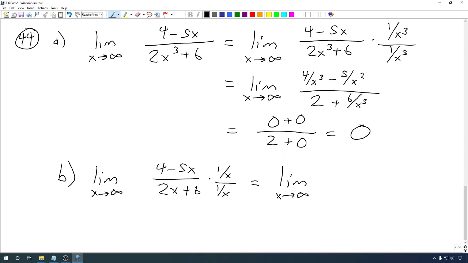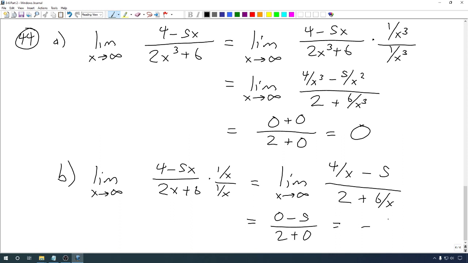If I divide each of the terms on top by x, I have 4 over x minus 5. This time we don't have 5 over something. It's just 5. The 2x divided by x is going to be 2. And we're going to have a plus 6 over x. And this time, the 4 over x goes to 0 for the same reasons that we had before. The 5 stays a 5. We have a negative 5 here. The 2 stays as it is. And the 6 over x becomes a 0. In other words, we actually do have a non-zero limit of negative 5 halves.